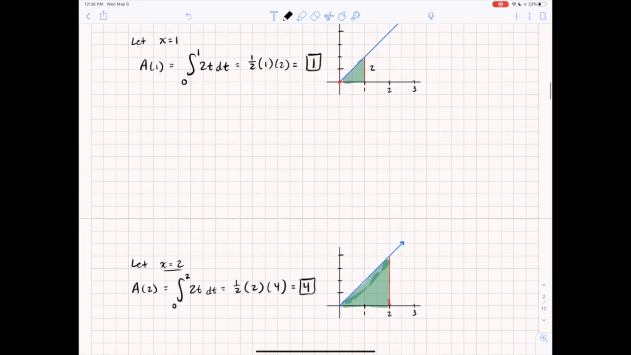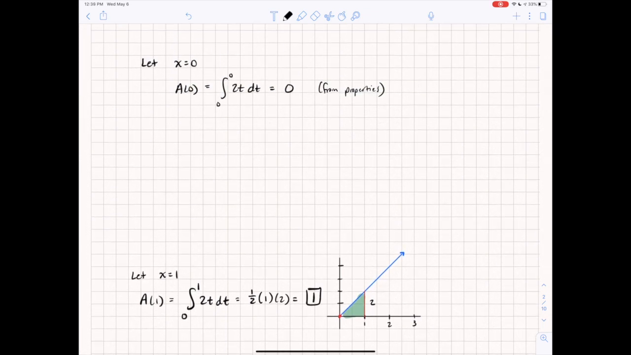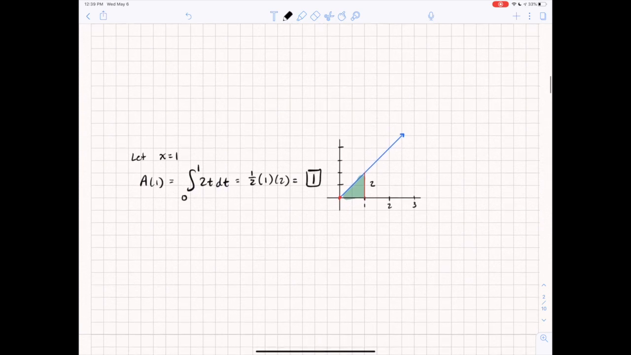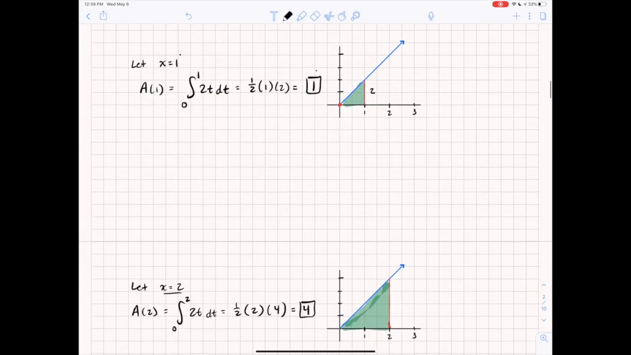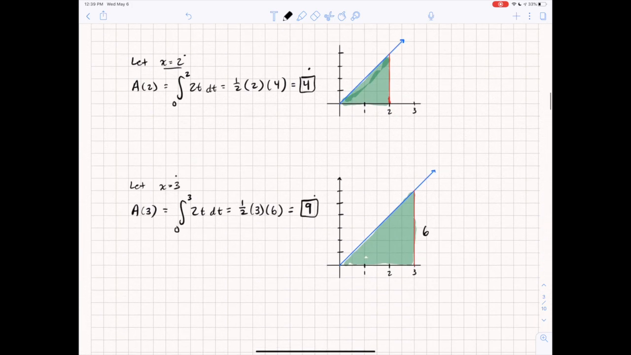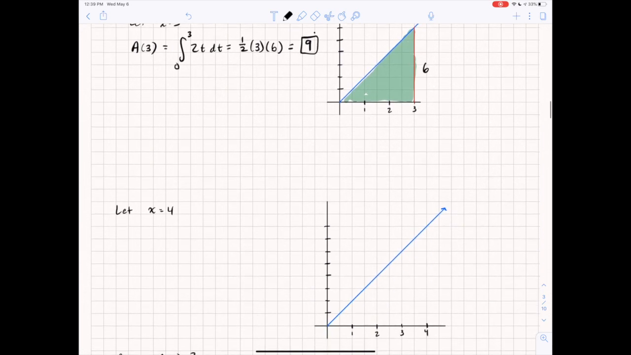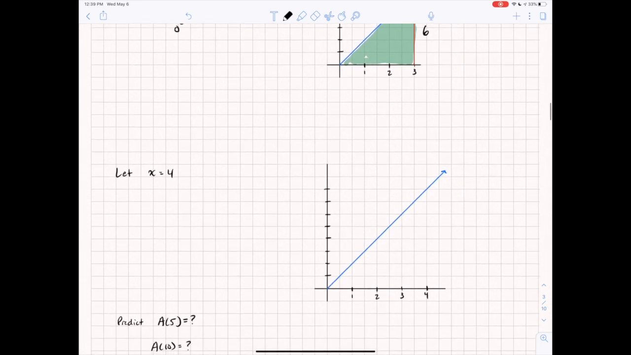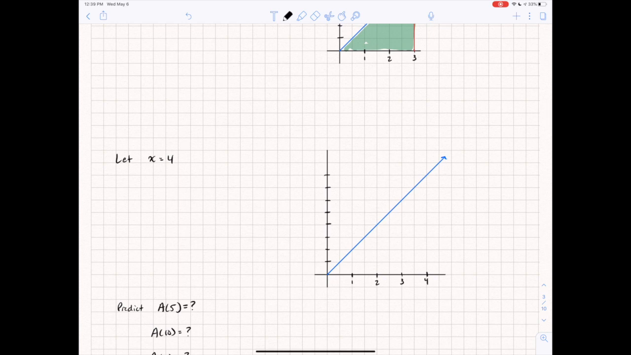So just to recap, when I do A of 0, I get 0. When I do A of 1, I get 1. When I do A of 2, I get 4. When I do A of 3, I get 9. I don't know if you're picking up on any kind of pattern. If you've got a guess, let's see if it works out when we solve for 4. So if I want to find A of 4, I want to evaluate the integral from 0 to 4 of 2t dt. So this is the area from 0 to 4 for this function. So I want to find this shaded region right here.